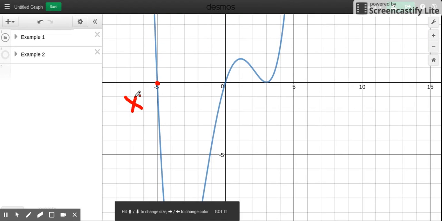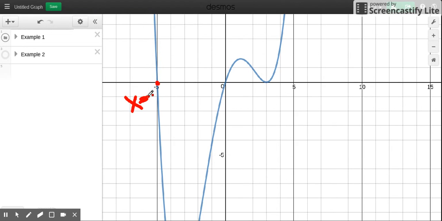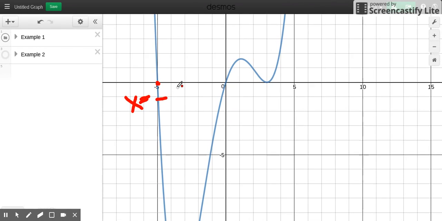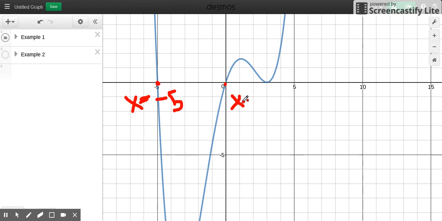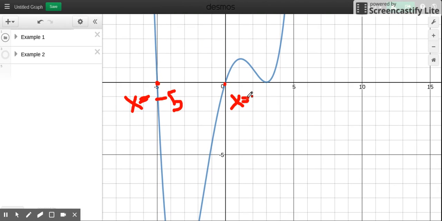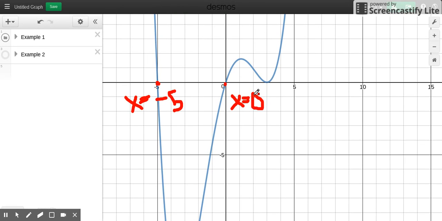X equals -5. There's a 0 at x equals 0. And then there's a 0 at, what is that? 1, 2, 3. So x equals 3.